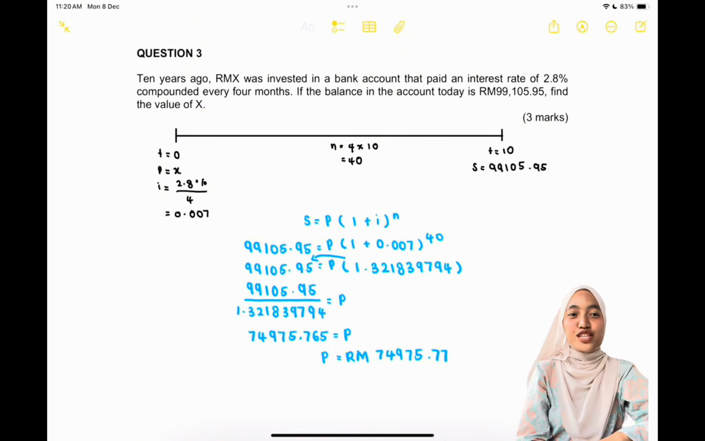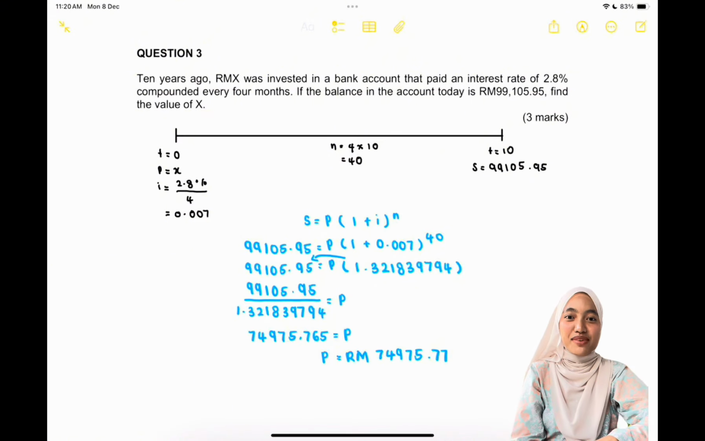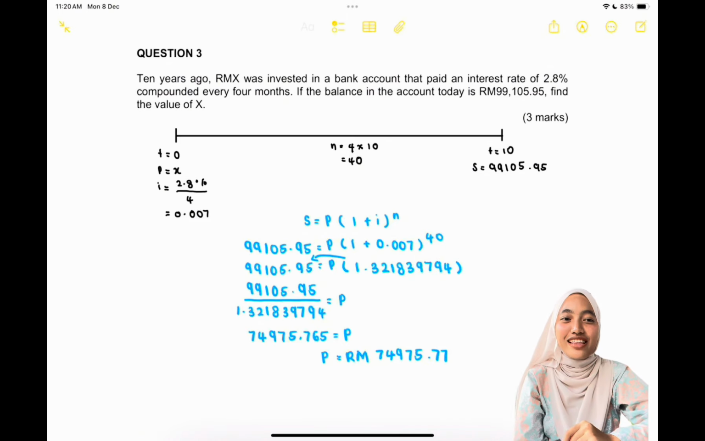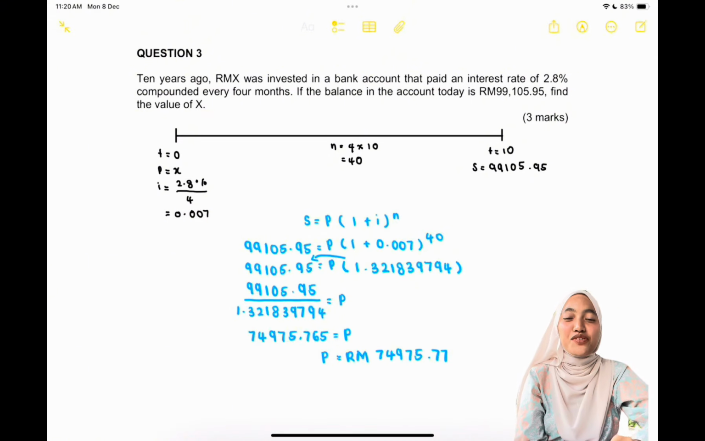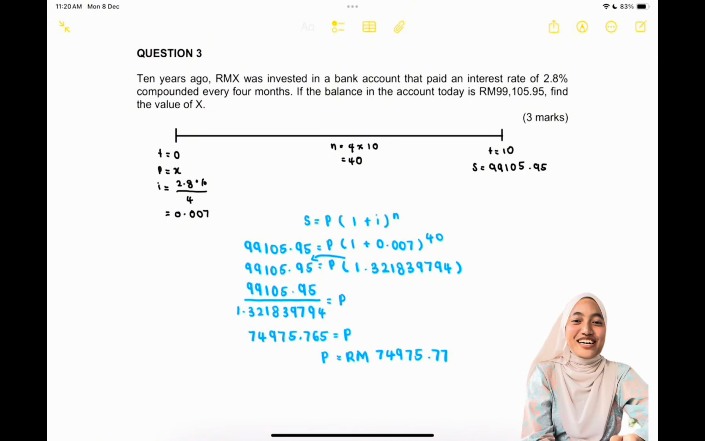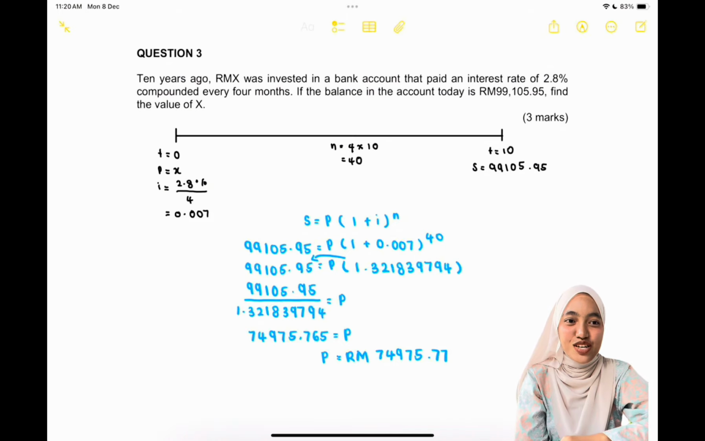So the formula we need to use is S equals P 1 plus I power N. S, 99,105.95 equals P 1 plus 0.007 power 40. We need to simplify the bracket first, and we got 1.2321839794.